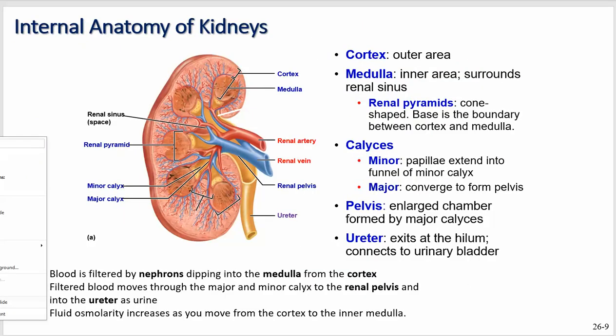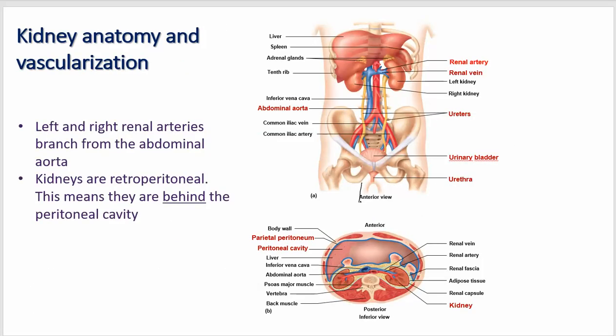So let's go through and talk about filtration: kidney anatomy and vascularization. I just wanted to put this in here. It's a picture. It shows the abdominal aorta, and it shows the kidneys getting a blood supply for each.